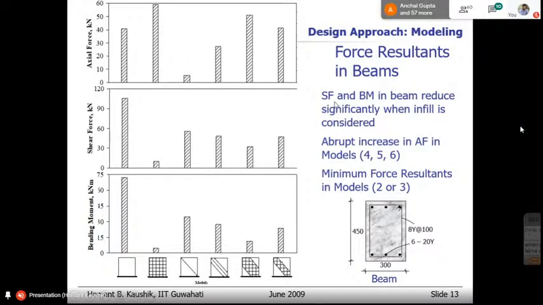Okay, so similar conclusions can be obtained from here. Again, any of these models is equally good, but because of the simplicity, most of the people use the single diagonal strut, because it does not have much advantage. It cannot predict the shear forces accurately. It can predict, but not that accurately.